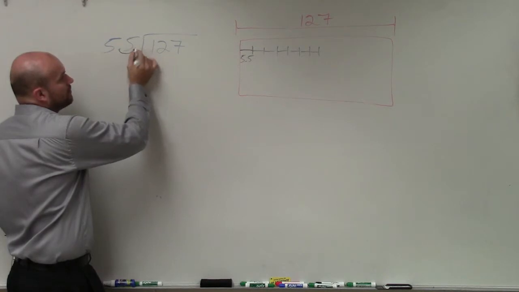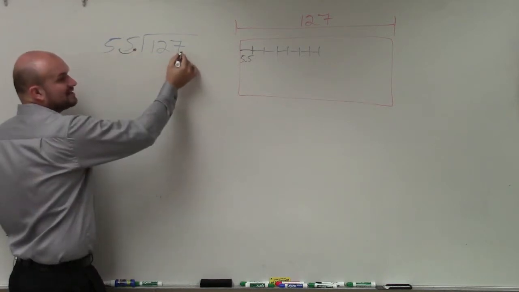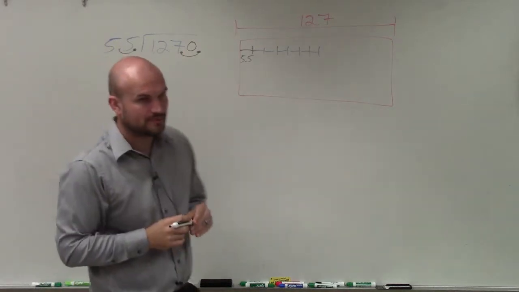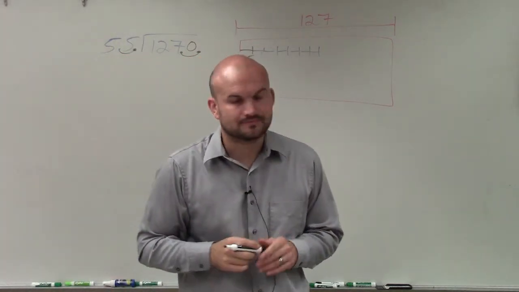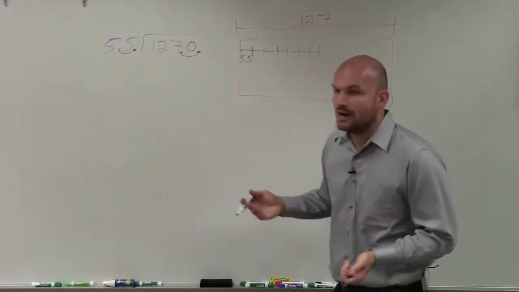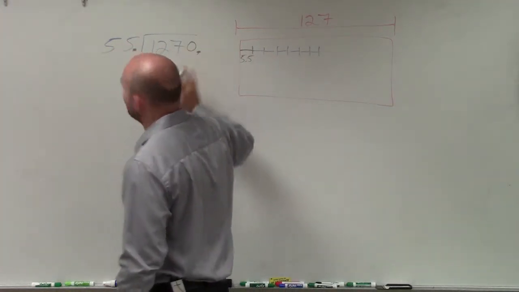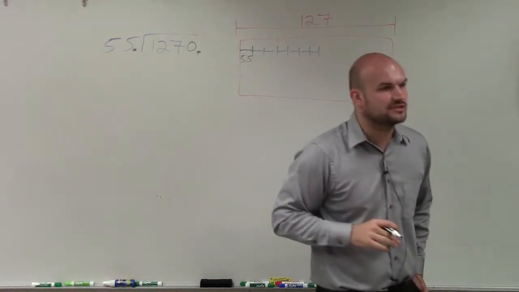So I move that over 1 decimal point. And here's my decimal point here. I move that over 1, which is going to be 0. OK? So now I am basically dividing 55 into 1,270.